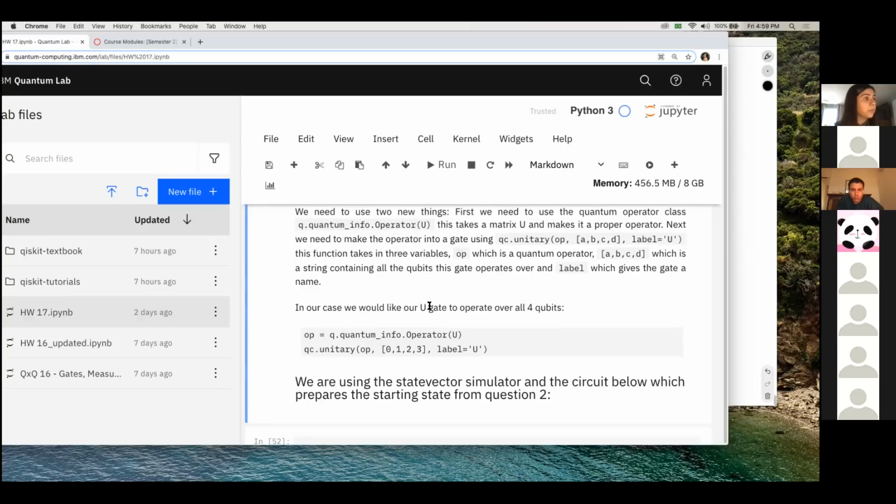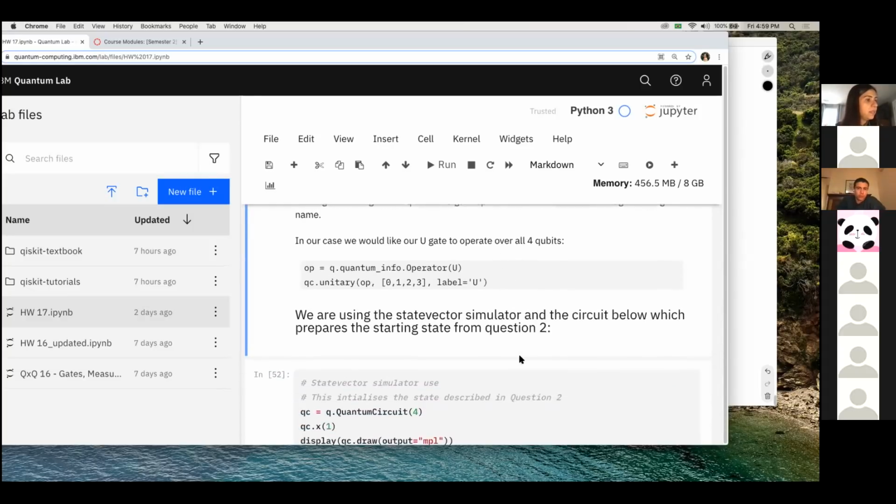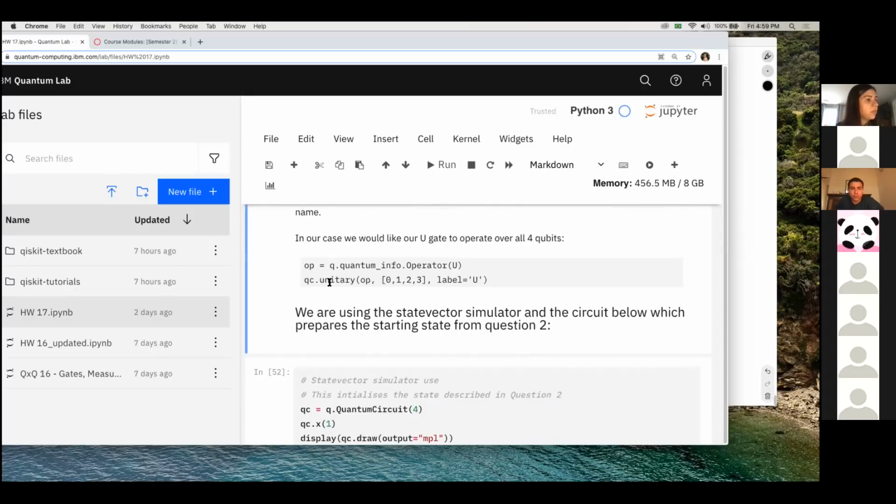It's just a label. And this function takes 3 variables: a quantum operator, the string containing all the qubits this gate operates over, and a label which gives a gate name. In our case, we would like our U gate to operate over all 4 qubits, so we're gonna call all 4 qubits. Okay, so this is the command we're gonna use. We basically gonna copy and paste it here.